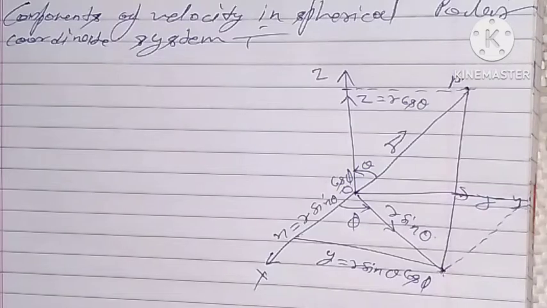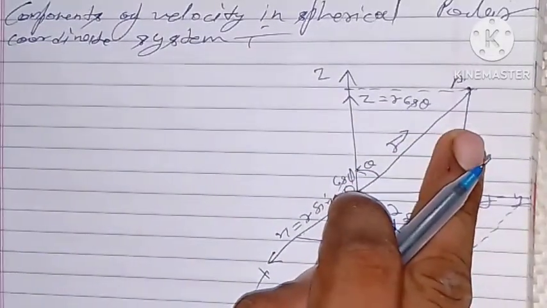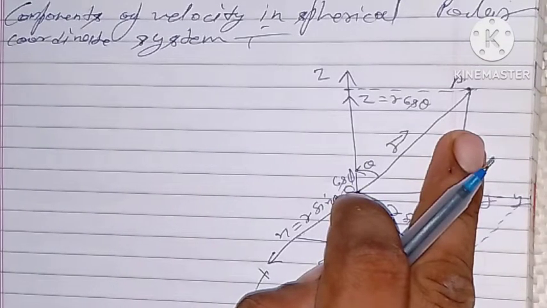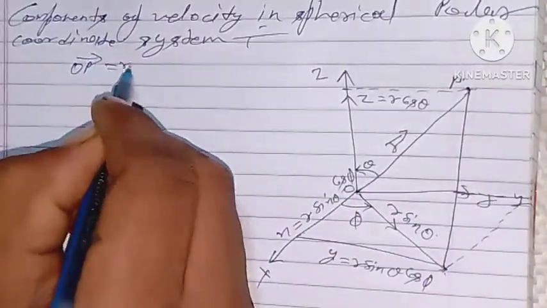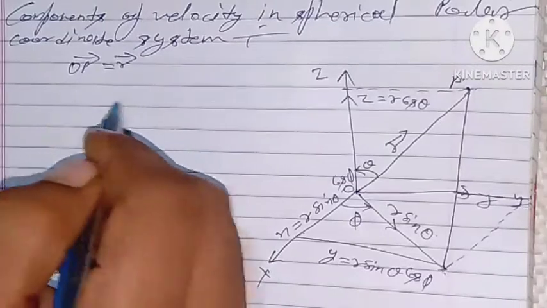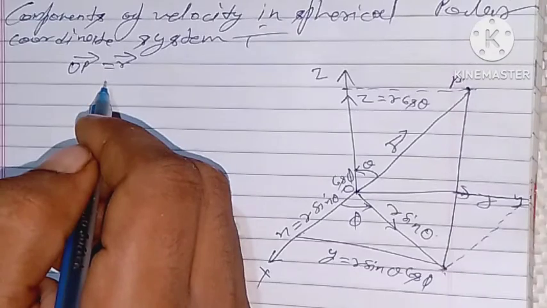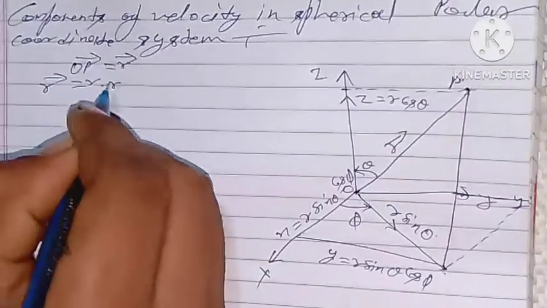The position of a point P in a coordinate system can be specified by a single vector, the displacement of the particle relative to the origin O of the coordinate system. This vector is called the position vector of the point and denoted by OP. Vector OP equals vector r. It gives the magnitude as well as direction of displacement. If r-hat is the unit vector along the direction of vector r, then vector r equals r times r-hat.